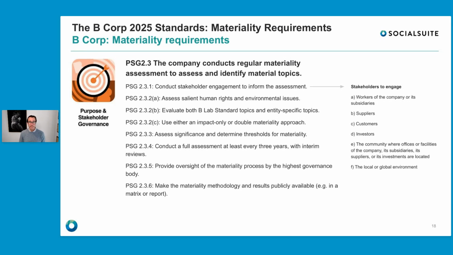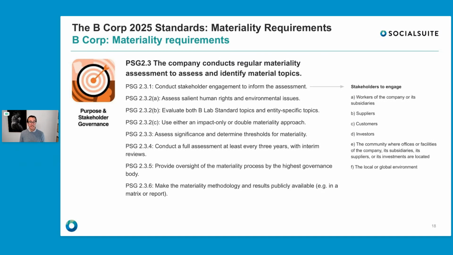But at some point, you need to determine when does something actually score high enough to become material to my company. Then you need to provide oversight of the materiality process by the highest governance body. So making sure that might be your board that are actually part of this process and that they provide oversight, that they understand what you're doing, and that they ultimately validate and endorse this process and the outcomes.